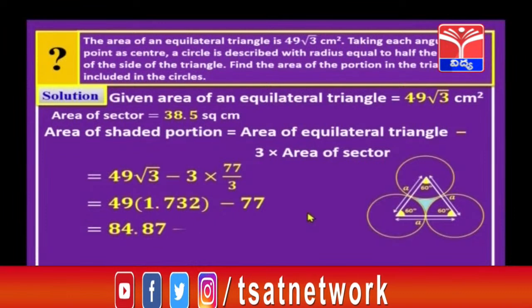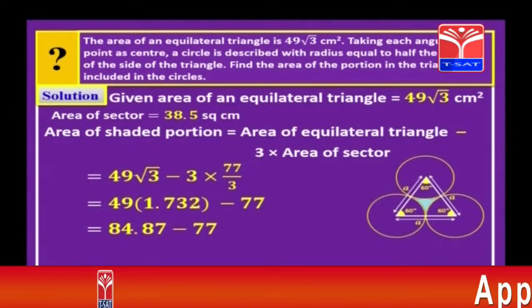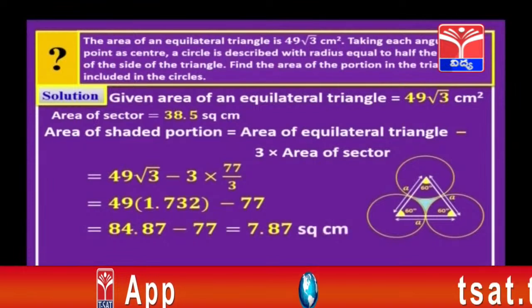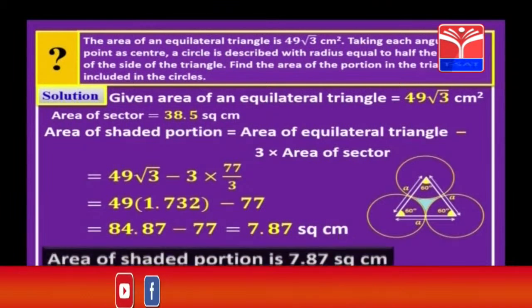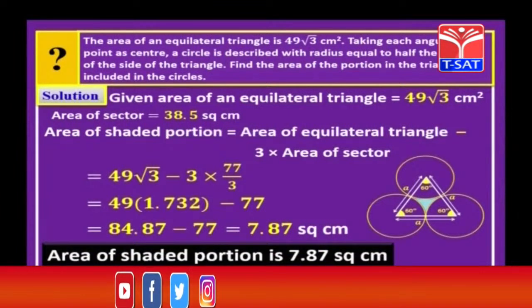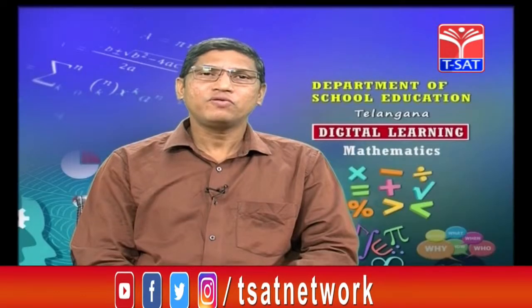You get 84.87 approximately minus 77. On subtracting this, you get 7.87 square centimeters. Therefore, I can say that the area of the shaded portion is 7.87 square centimeters. Now, before we end our session, let us quickly recap what we have learnt in this session.